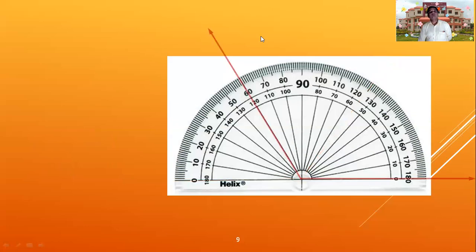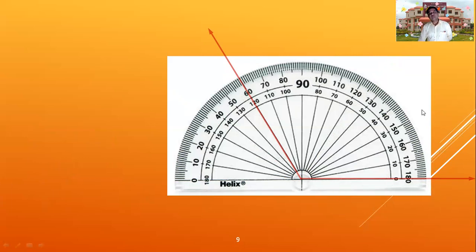Next, we have one more example. Again, we put the protractor in such a way that the baseline coincides with one of the arms and the center of the protractor falls exactly above the vertex of the angle. Fine. Then in this case you can see that one of the arms of the angle coincides with the 0 in the scale of the protractor. So we are starting from 0.